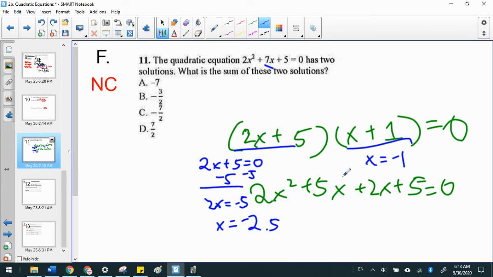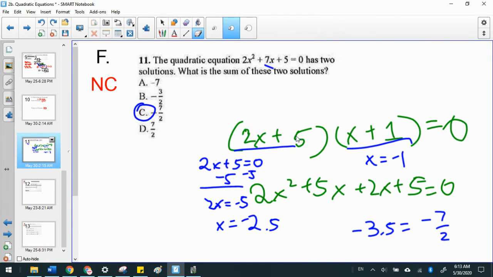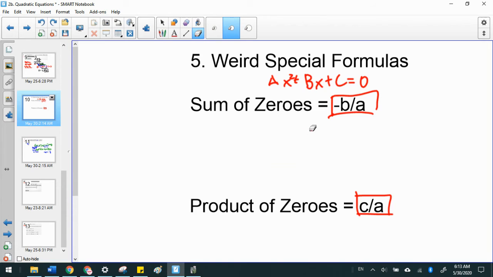And if I want to add the -2.5 to the -1, I get -3.5, also known as -7/2. So the sum of these two solutions is -7/2, and hallelujah, we are finally there. We broke a big sweat going through this problem, given how easy it could be. And we just simply remember that the formula for the sum of zeros is negative b over a.